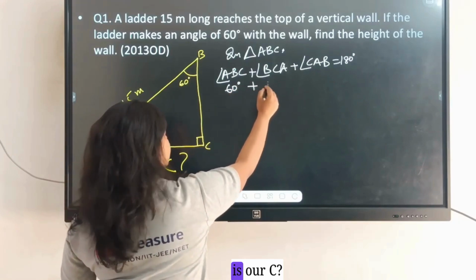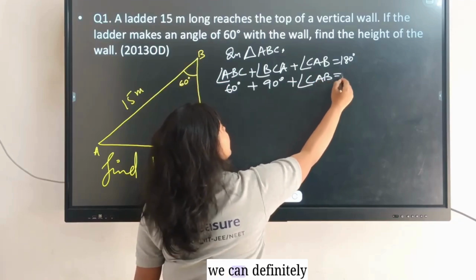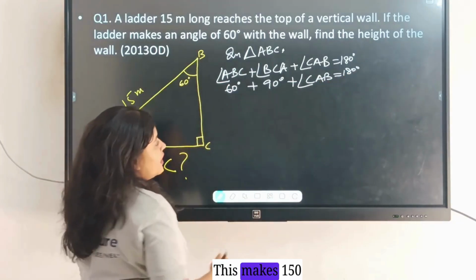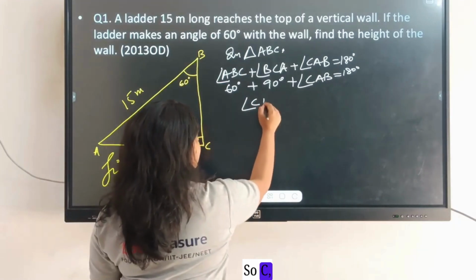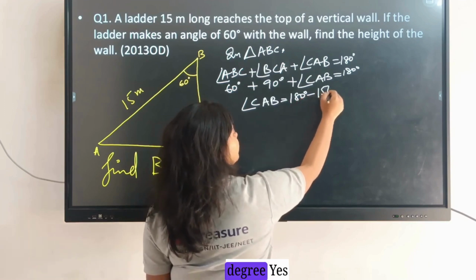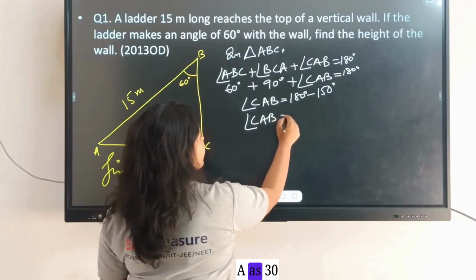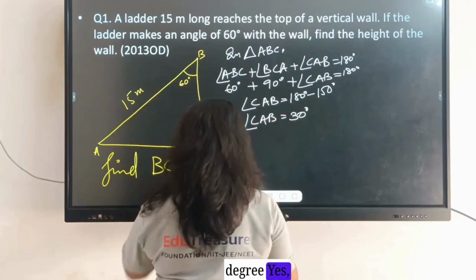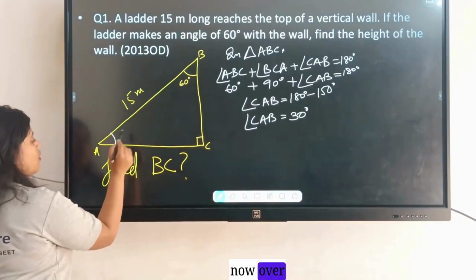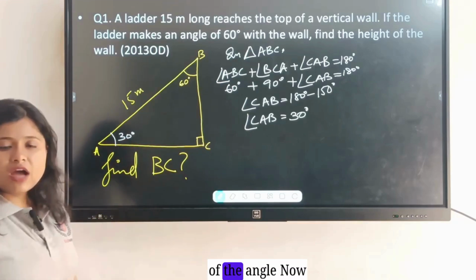We know B is 60 and C is 90. Can we find out CAB? Yes, we can definitely do it. How? This makes 150. So CAB we can write as 180 degree minus 150 degree. Now when we subtract this, we get angle A as 30 degree. So now we have taken out the degree of the angle.